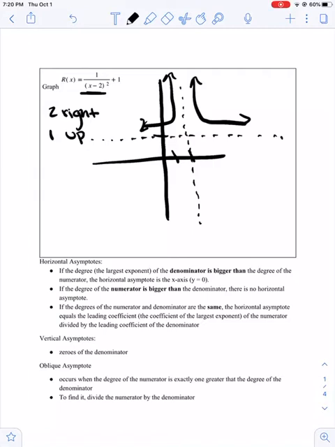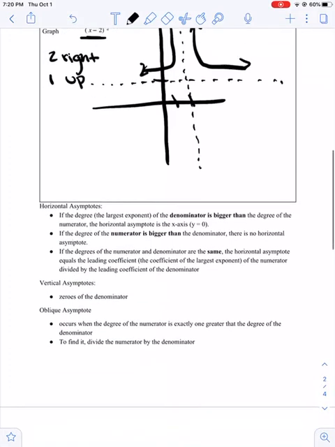If the degree of the numerator is bigger than the denominator, there is no horizontal asymptote. And if the degrees are the same, the horizontal asymptote equals the leading coefficient of the numerator divided by the leading coefficient of the denominator.